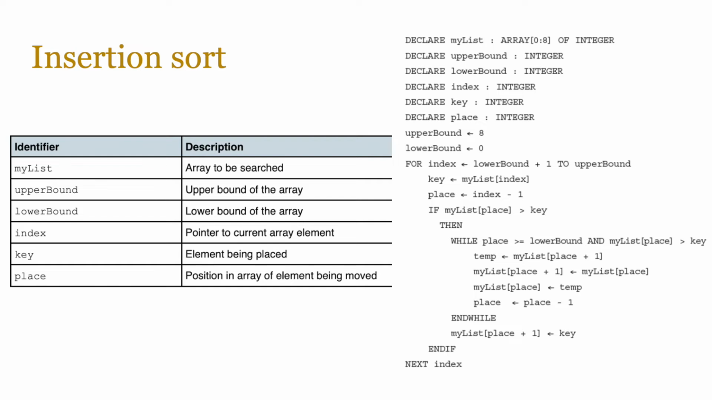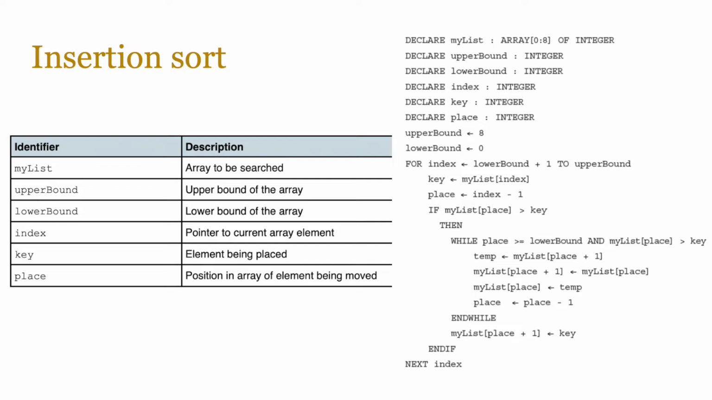You've got the identifier table which lists what all the identifiers mean, and we're going to keep to the same structure as the previous one as much as possible. So we declare our array, we declare upper and lower bounds, we declare an index, we declare a key which is an integer, and then we declare a place which is an integer value where we can do our swaps in a way.